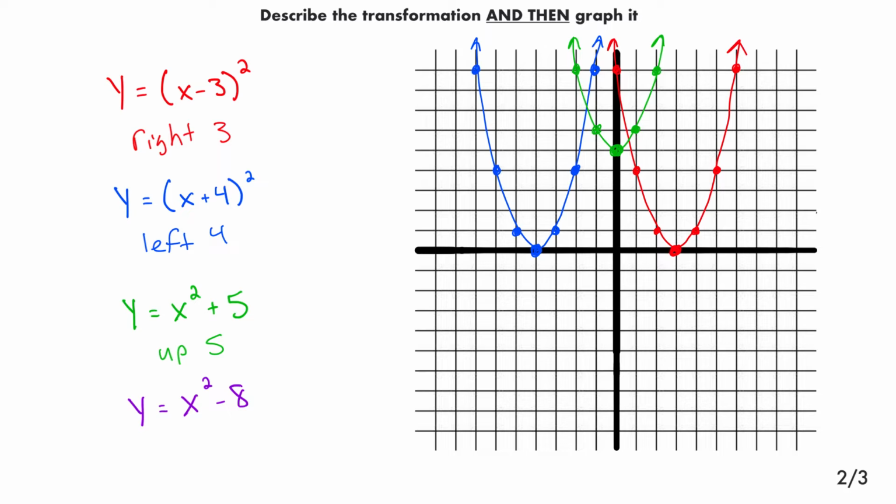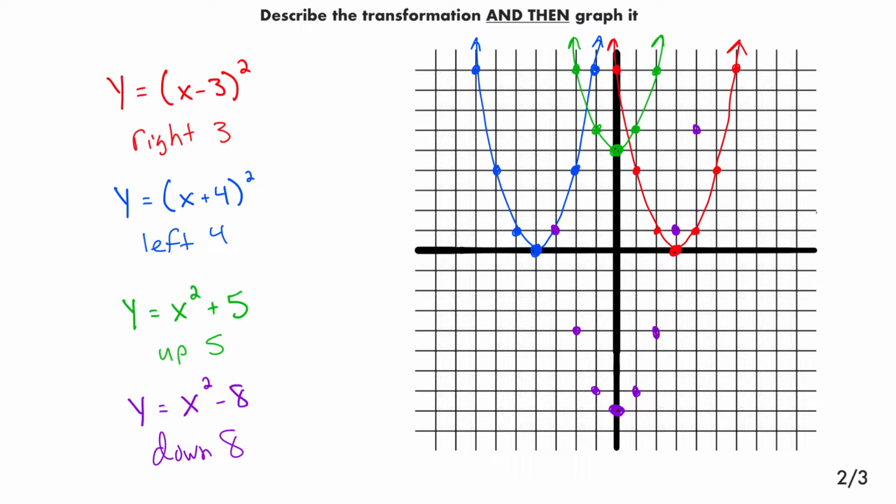Number 4, same thing. It has a subtraction of 8, meaning we're going to go down 8. This is my new location because we have gone down 8. Right 1, up 1. Right 2, up 1, 2, 3, 4. Right 3, up 9. Right 4, up 16. Mirror these dots.